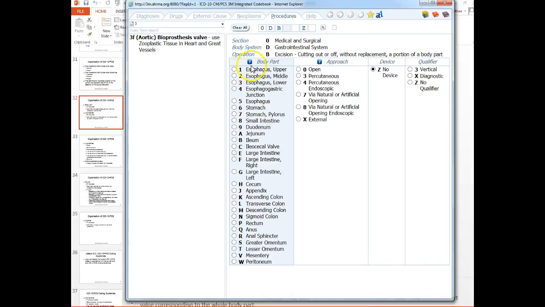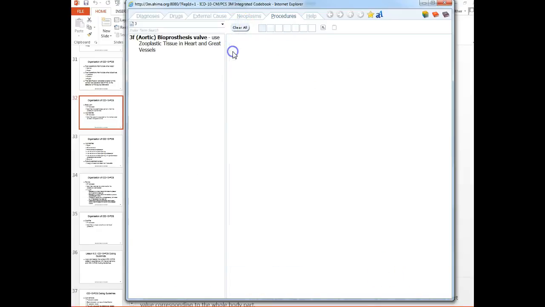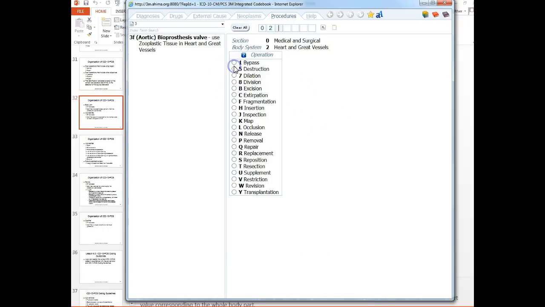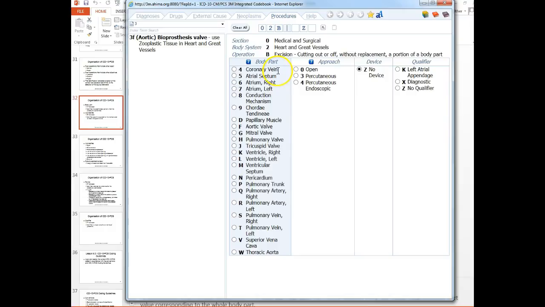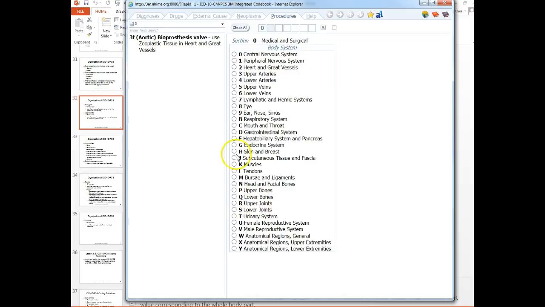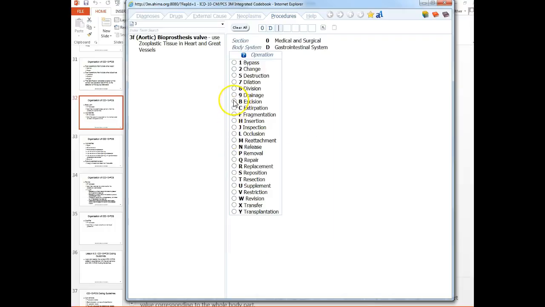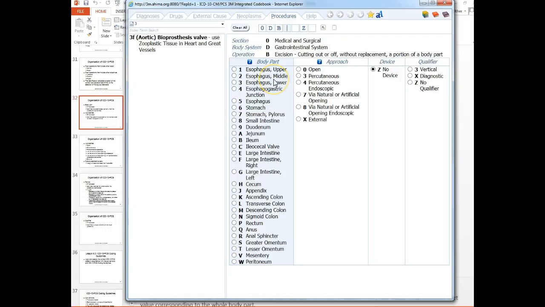And so, for instance, if we go and look at the heart and great vessels, and we'll just choose excision, you can see that the body parts are all specific to the heart and great vessels. Whereas if I chose the gastrointestinal system, the body part is going to be specific to the structures in the gastrointestinal system. So they're very specific.